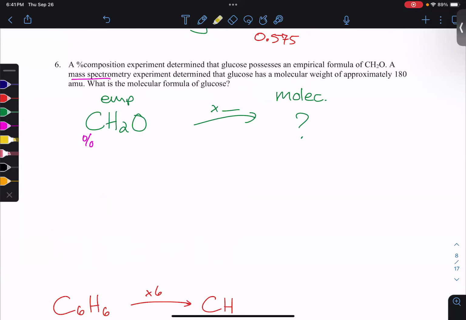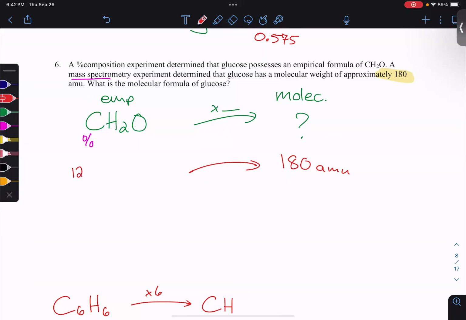I tell you the weight of the full molecule, right? This full molecule weighs about 180 AMU. So this is going to help us figure out, oh, what is that multiplier going to be, right? So we need to figure out how much does the empirical formula weigh. We can just be really kind of back of the envelope rough with this because we're just trying to figure out the multiplier. So I'm not going to use exact molar masses here.